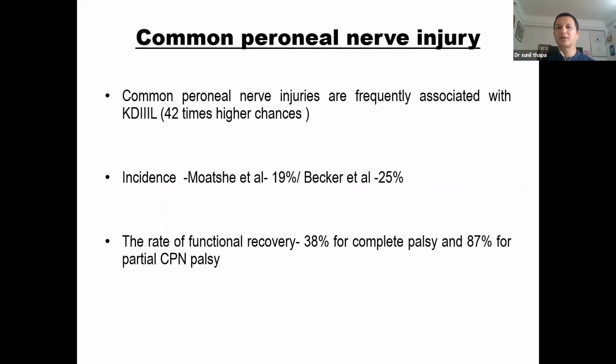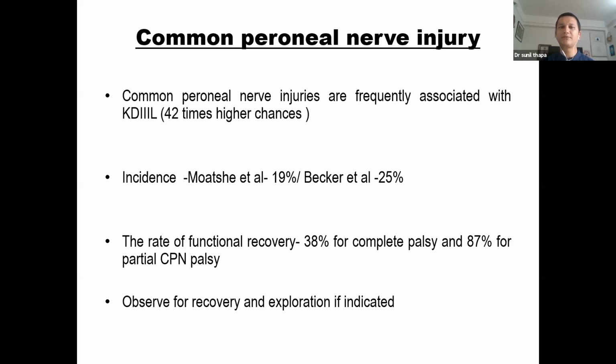Common peroneal nerve injury is also frequently associated with knee injury, especially in KD3 type. There is a 42% higher chance of common peroneal nerve injury than other types of knee dislocation. And the incidence, by some studies, is shown to be up to 19%, and other studies show the incidence is up to 25%. And the rate of functional recovery depends upon the type of nerve injury. If it is a complete palsy, the recovery is less, just 38%. And if it is a partial palsy, then recovery can be expected in up to 87% of cases. So if you see a common peroneal nerve injury associated with knee dislocation, then we don't have to rush for immediate nerve exploration. We can observe for the recovery.